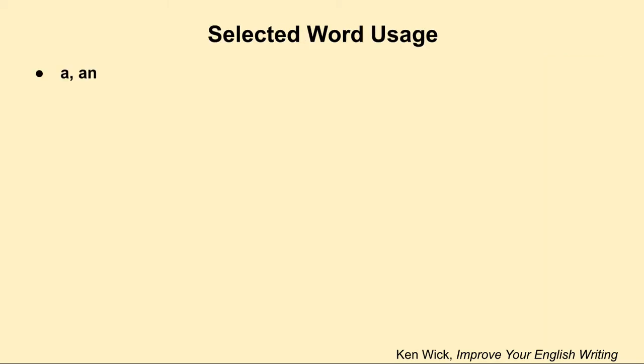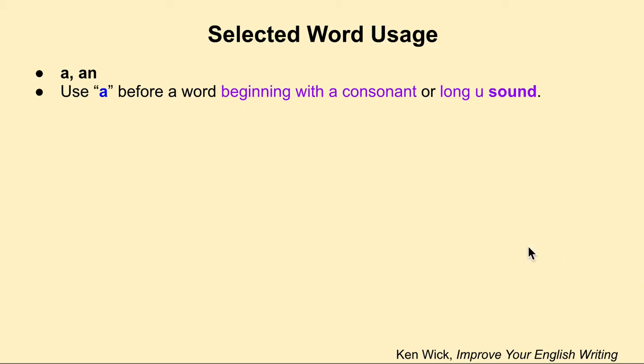So let's discuss the words a and an. So you use a before a word beginning with a consonant or a long U sound. Most people would just say you use the word a before a consonant. It's not 100% true. Actually, you use a before a long U sound. So a dog, a girl, a unit, a U.S.